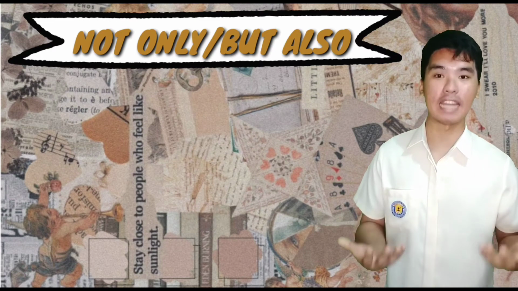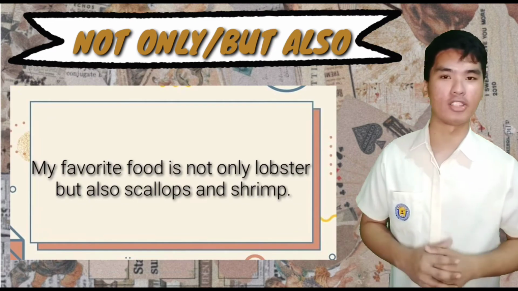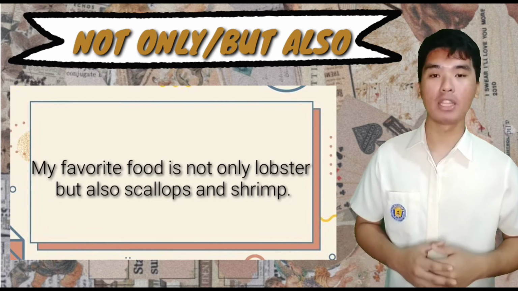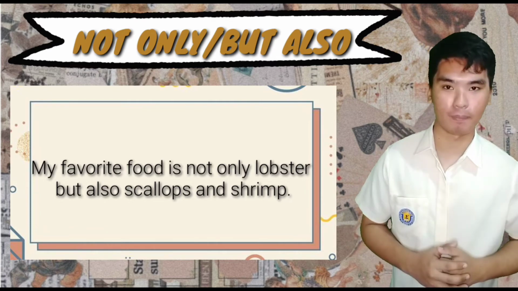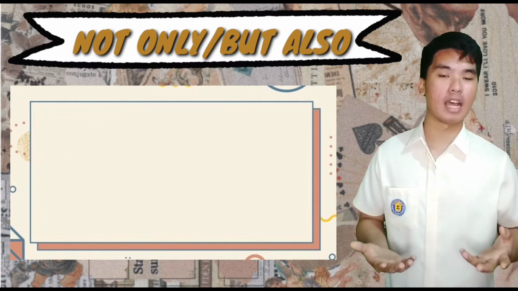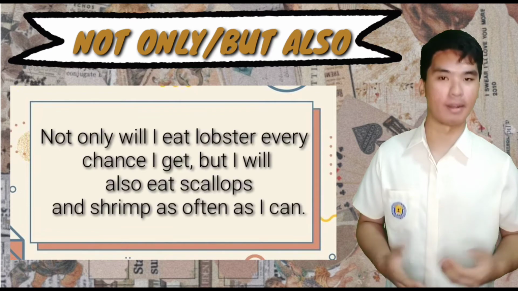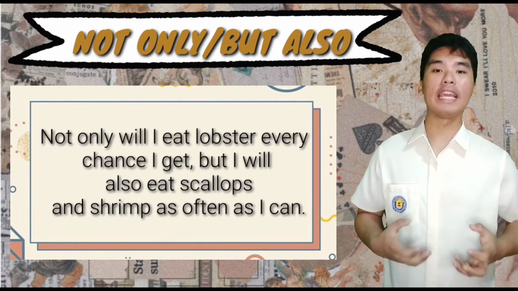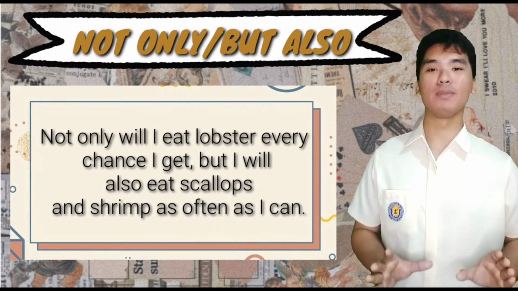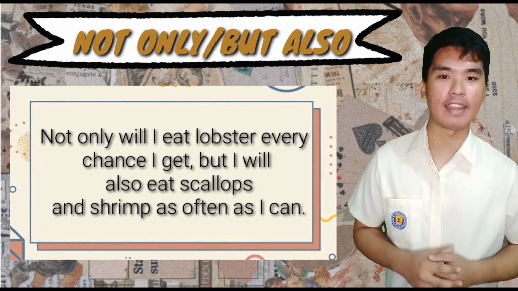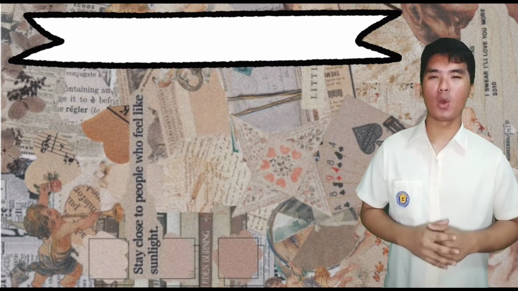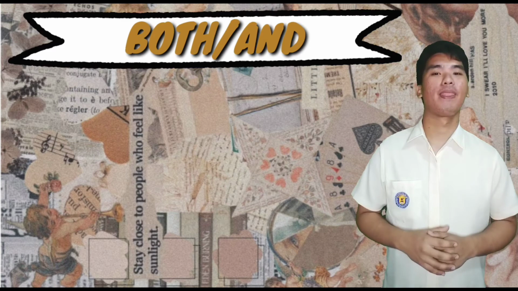Example of connecting nouns, with no comma, of course: My favorite food is not only lobster but also scallops and shrimp. Example for connecting clauses, which has a comma: Not only will I eat lobster every chance I get, but I will also eat scallops and shrimp as often as I can. For our fourth correlative conjunction, we have both and.